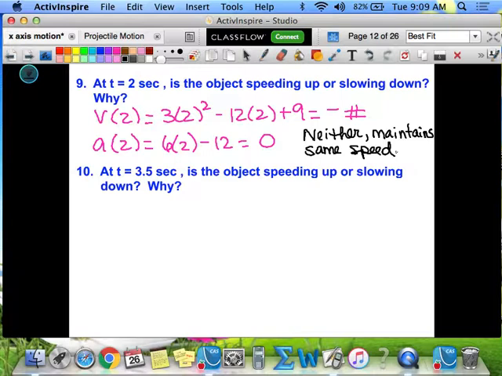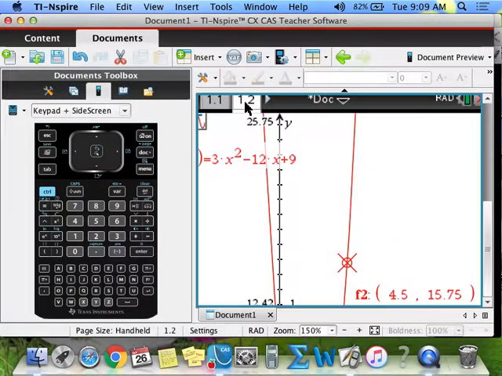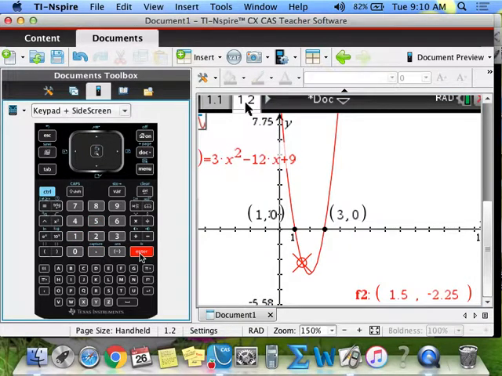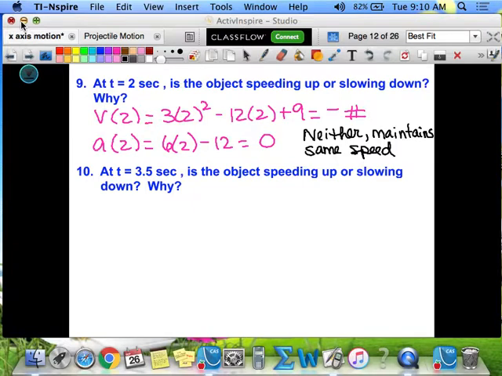Let's answer the question for 1.5. Maybe that'll clear things up for you. At 1.5, I'm going to use a graph of velocity. At 1.5, the velocity is negative, right? So negative and negative, what's happening to it? Speeding up. It's just that when it gets to 2 seconds, for just a moment, it's maintaining the same speed. Better?